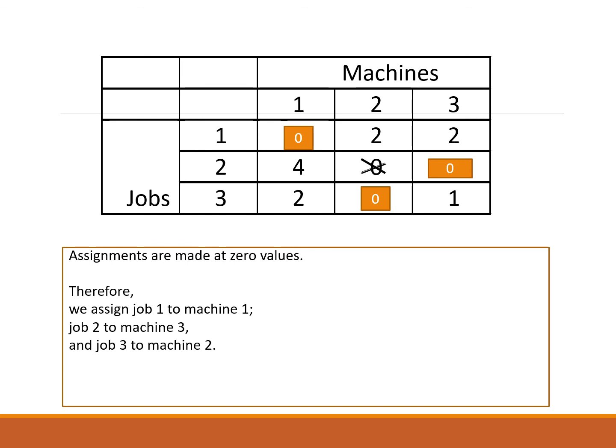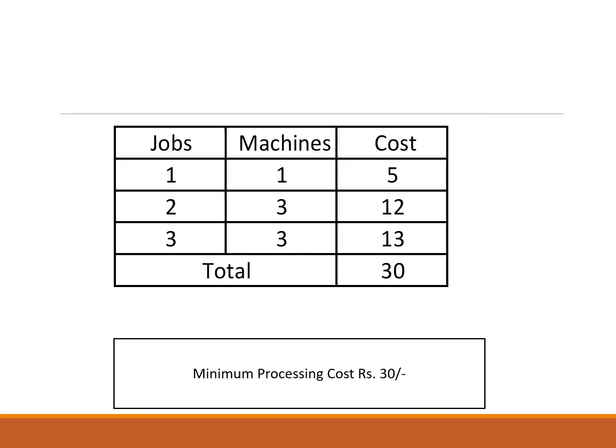So here our assignments are made at 0 values, therefore we assign job 1 to machine 1, job 2 to machine 3, job 3 to machine 2. So in this way, job 1 to machine 1, the cost given in the original matrix table is 5. Then job 2 to machine 3, the cost is 12. Job 3 to machine 2, the cost is 13. The summation of total is 30. So the minimum processing cost required for this job with respect to the machines is a total of rupees 30.